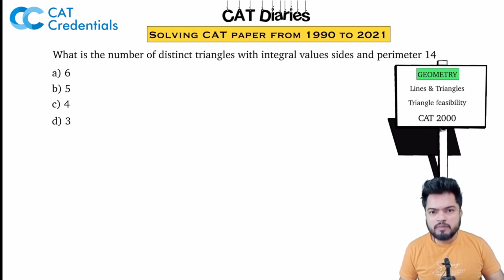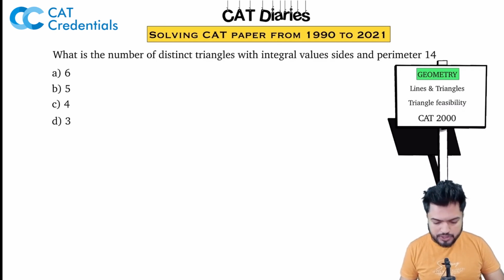These problems will ask us how many different triangles can be formed given the condition. So they will give you some condition in the problem, and on the basis of that condition, how many triangles can you form? That is what they will ask you. So let's understand how you deal with such kinds of problems.